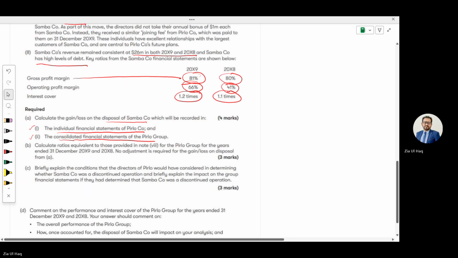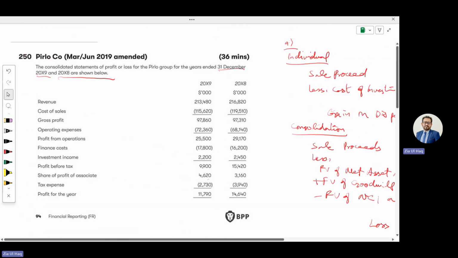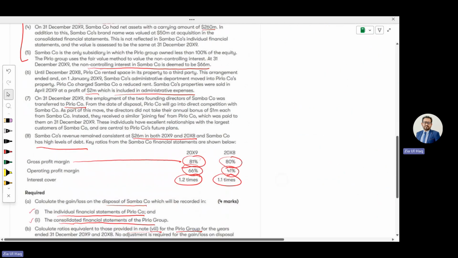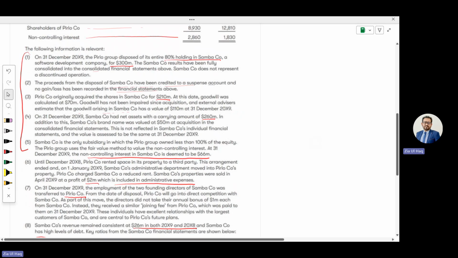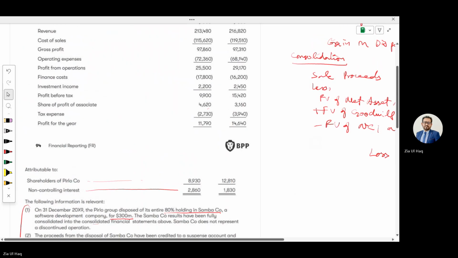Requirement B. Calculate the ratios equivalent to those provided in Note 8 for the Pirlo group for the years ended 31st December 20x9 and 20x8. No adjustment is required for the gain or loss on disposal from A. This means, according to the given data, we need to calculate these three ratios for the Pirlo group as well. So that is requirement B of the question.